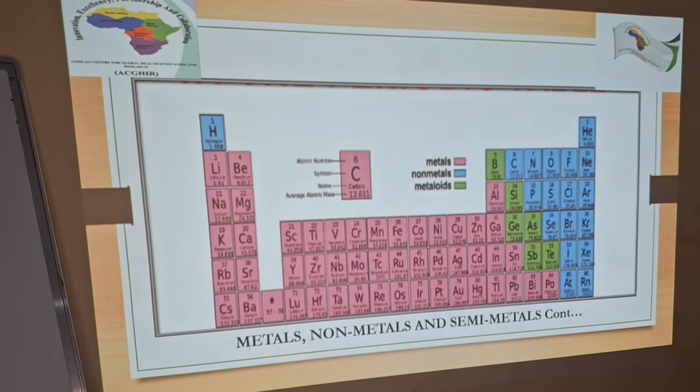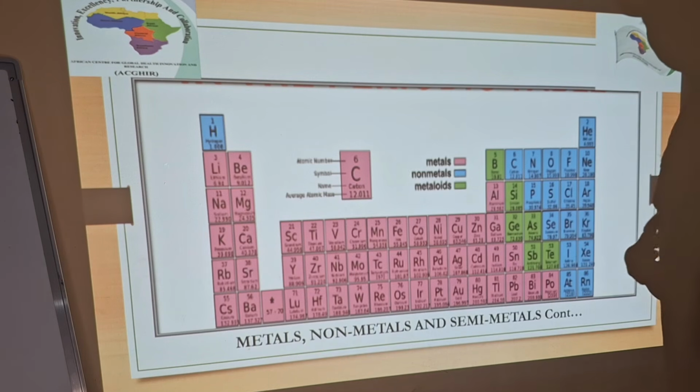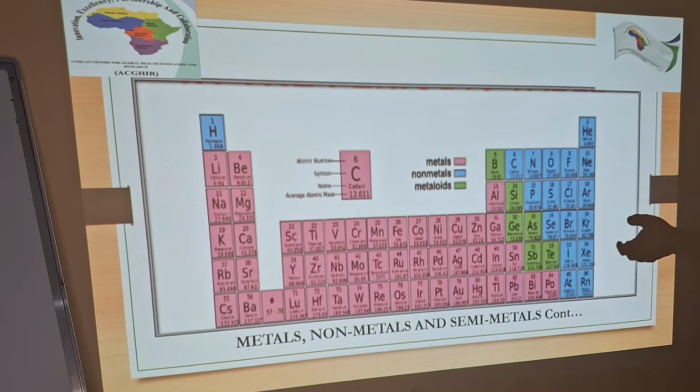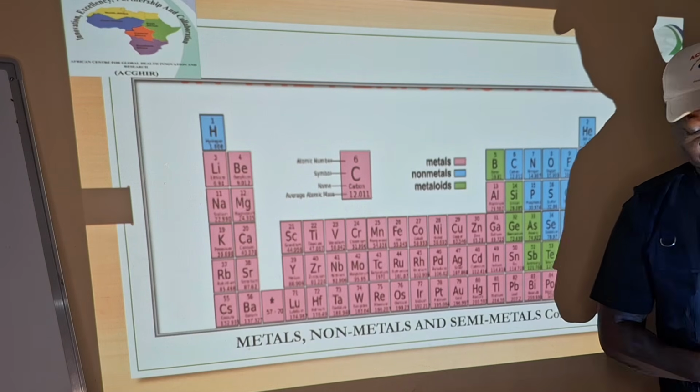So this is our periodic table. Like I always say in our modules, students should be able to know by heart the first 20 elements of the periodic table.